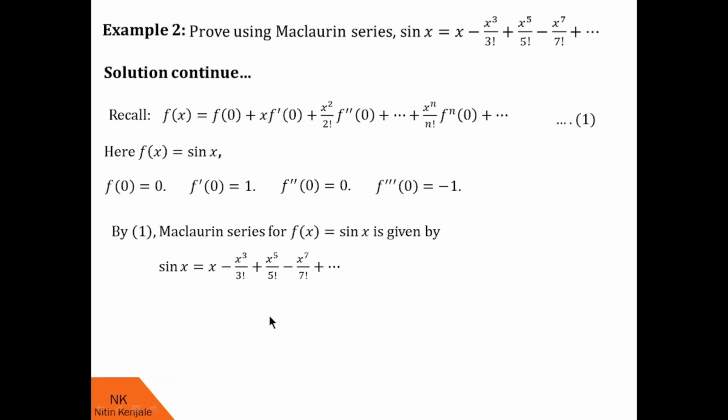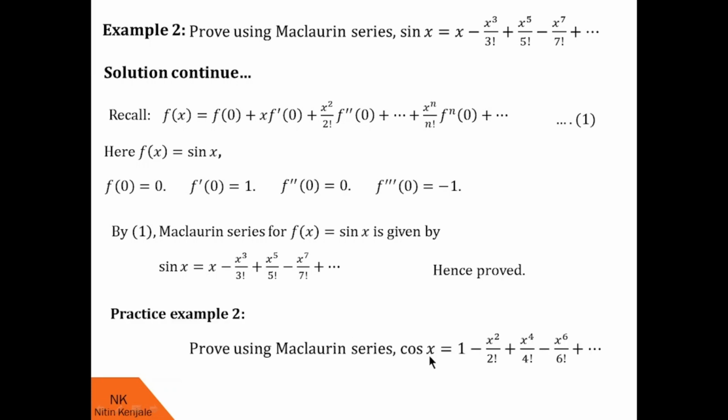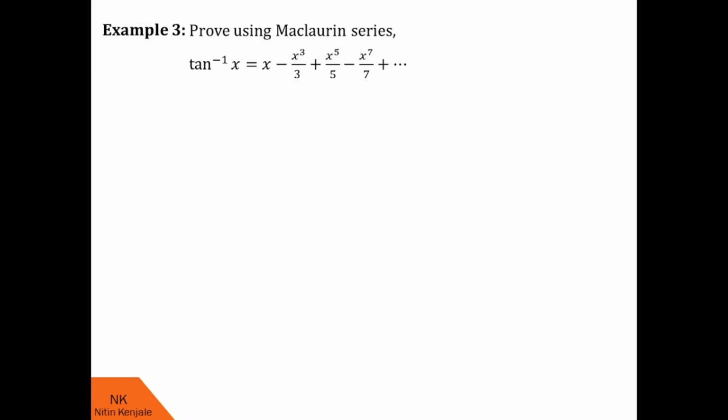Now I have a similar practice example for you. Here I ask you to prove the Maclaurin series for cos x is 1 minus x square upon 2 factorial plus x raised to 4 upon 4 factorial minus x raised to 6 upon 6 factorial and so on. Please write me in the comment box whether you are able to prove this series or not. Now let's go ahead for the last example.